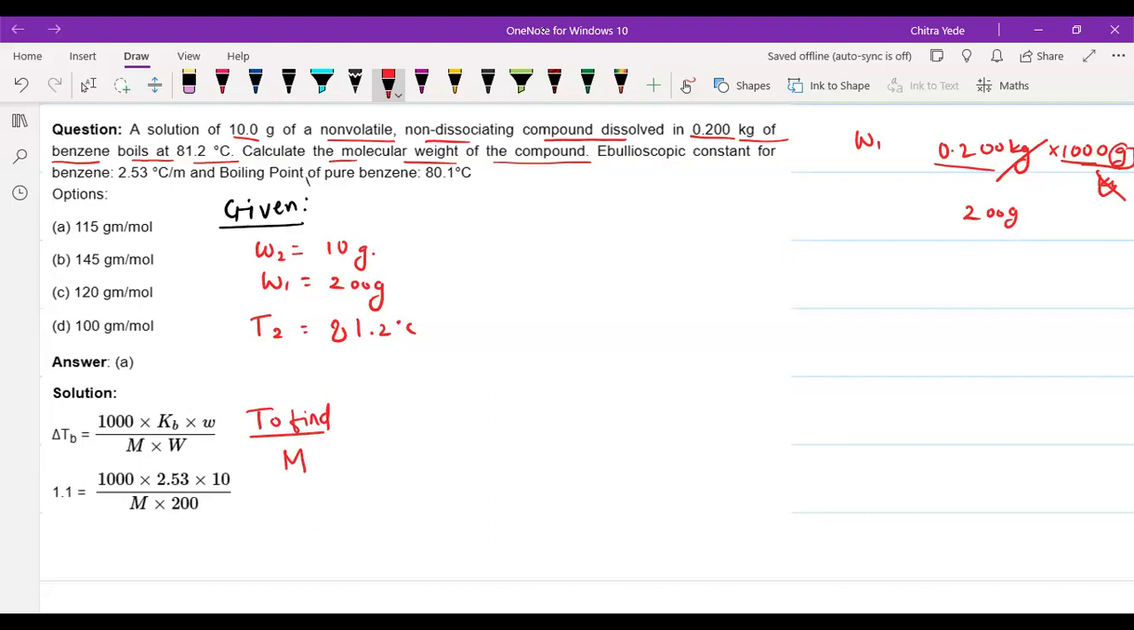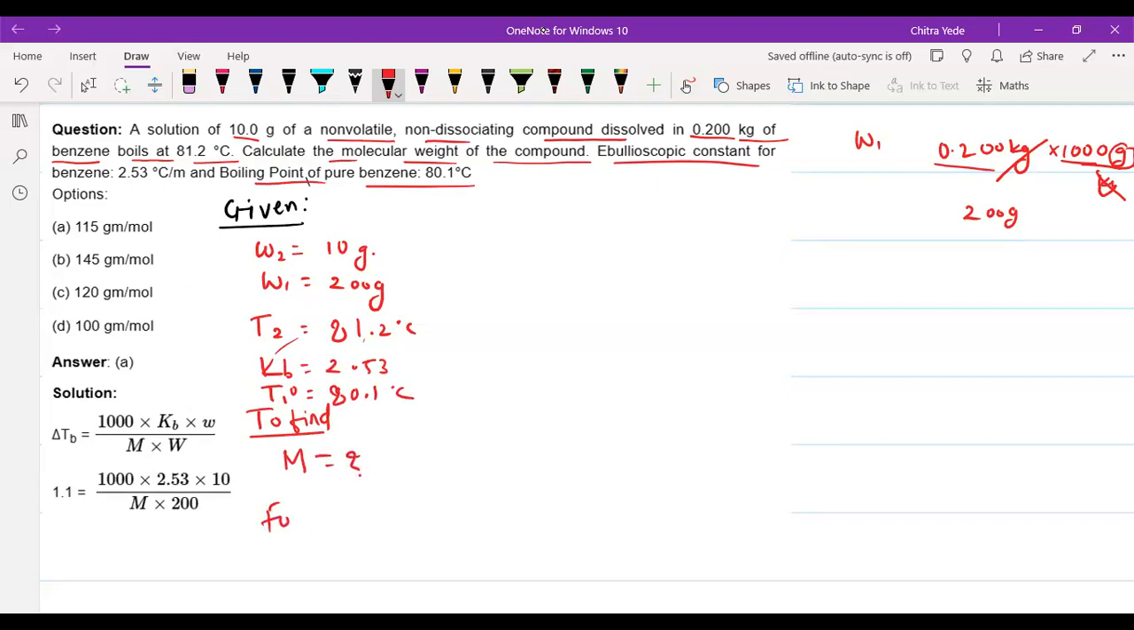Then it is given the ebullioscopic constant, means Kb is given. Kb is 2.53. The boiling point of pure benzene is given, so T0 is also given, or you can take T1,0, which is 80.1 degrees Celsius. And M we have to calculate.